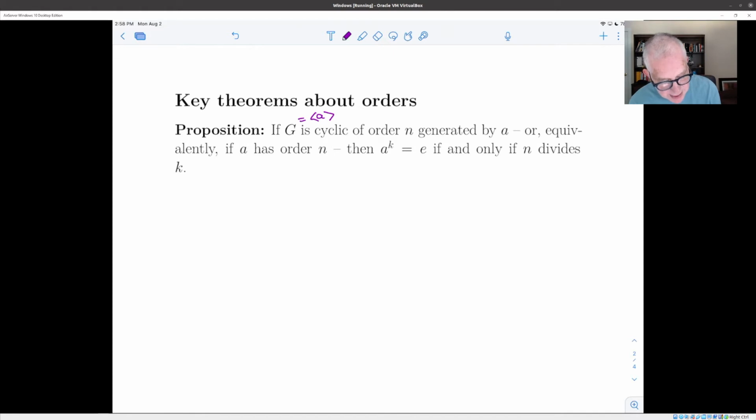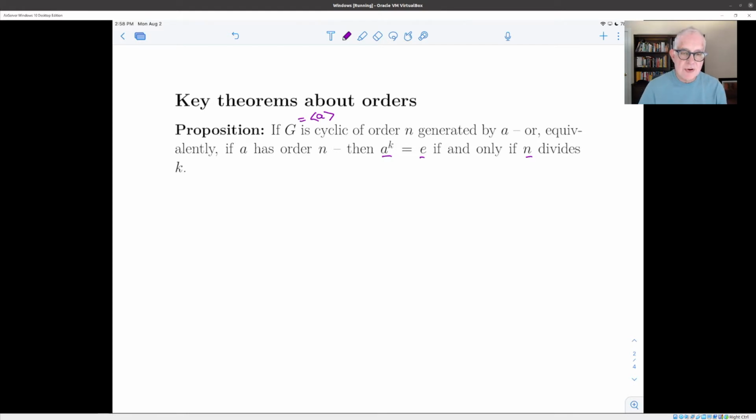The powers of A which give back the identity element are exactly the multiples of n. In other words, A to the k is equal to the identity element if and only if n divides k. And to prove this theorem, we're going to start out by characterizing the order a little bit differently.